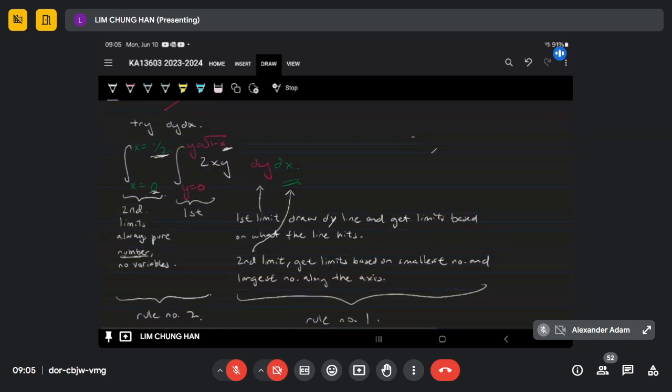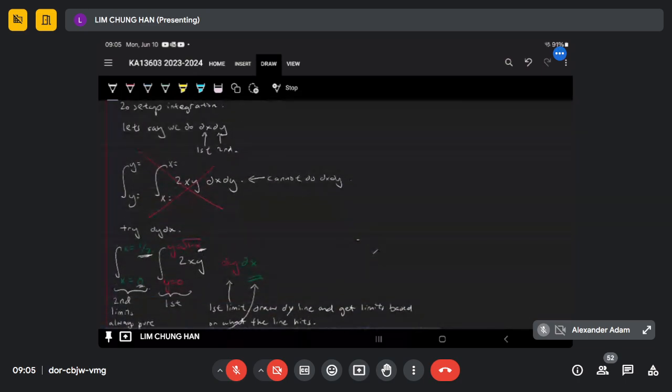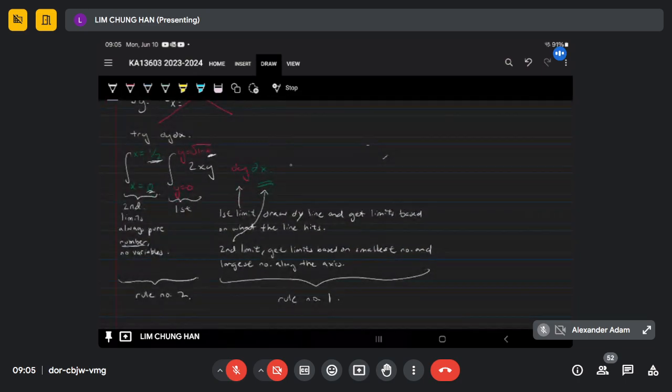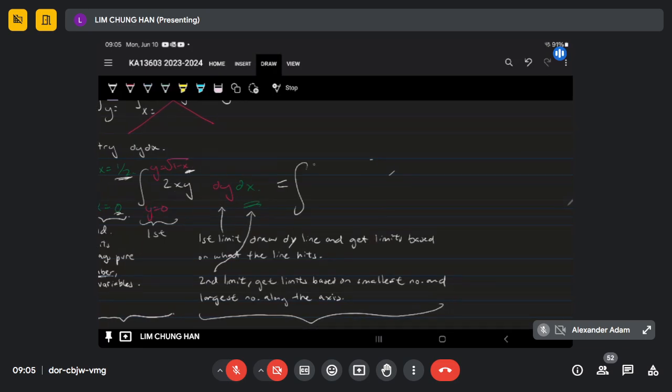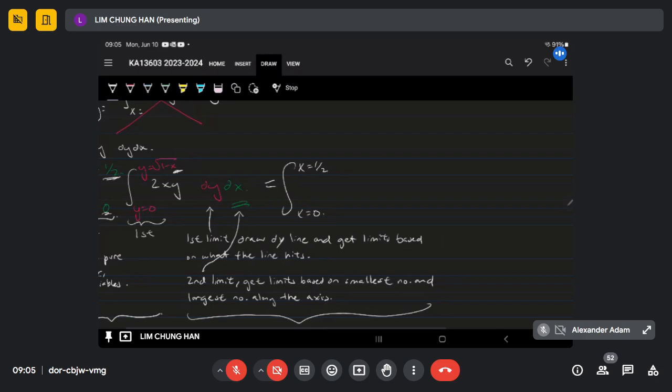Okay. The way you set up your integration. So there we set up the integration. So you start integrating, we start integrating y. I'm integrating y first. So when I integrate y, 2xy, integrate y, I get 2xy squared over 2. So the 2 cancels out. So I get xy squared, right?